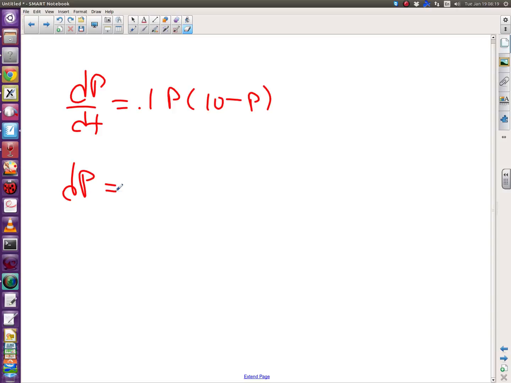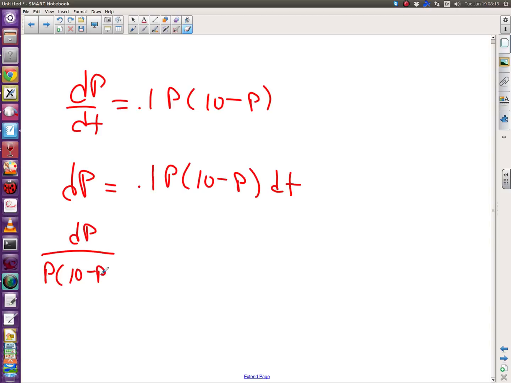All right, Justina, what were we going to do first? Okay, what'd you say? So you're going to move the dt up, divide by that. But you've got to divide by the p, so it goes with the dp. So dp over p times 10 minus p is equal to 0.1 dt.